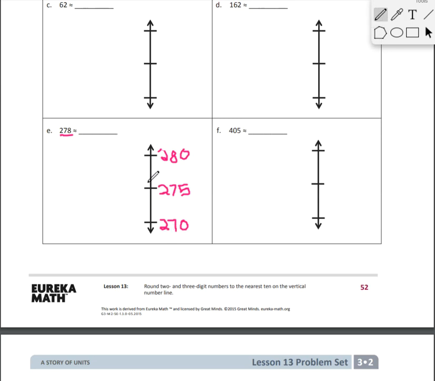So 278, all right, 276, 277, 278. We see that 278 is a lot closer to 280 than it is 270. It has to do less work to get to 280 than it does to 270. All right, 405. So they all start with a 4.